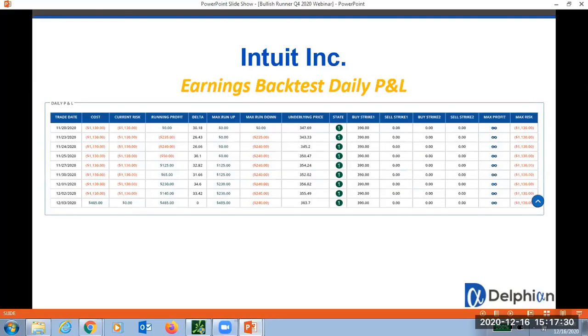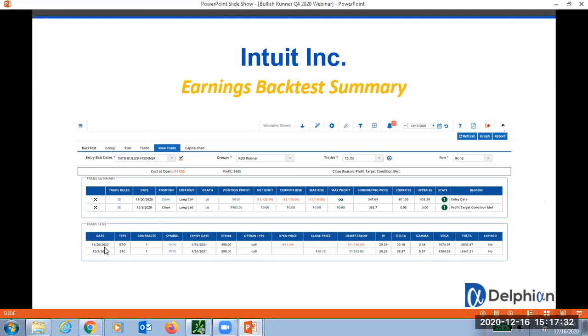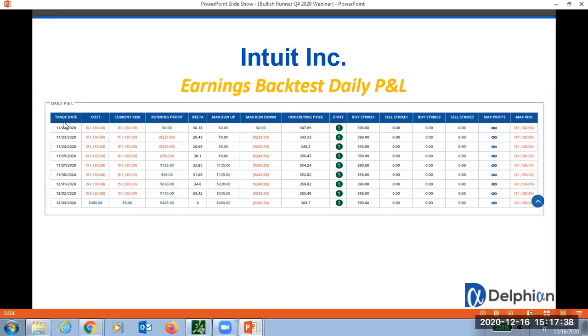This is your daily P&L. So basically on this trade here, it opened on 11/20. I got out on 12/3 for the profit. So you can see here, trade date 11/20 all the way down to 12/3. We can see a daily summation of the option as we go in time.